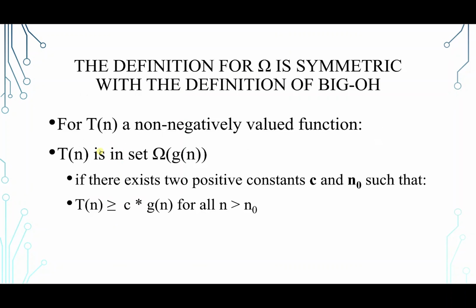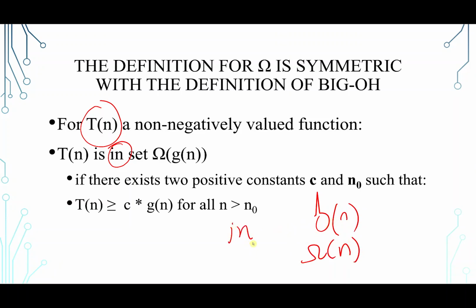So the actual formal definition of the big omega is similar to the definition of big O. For every t of n, a non-negatively valued function, t of n is in the set. If you have big O of n and you have big omega of n, you're going to say t of n is in big omega of n, in big O of n. Because the exact thing, where you don't see that wiggle room, is only in the theta.